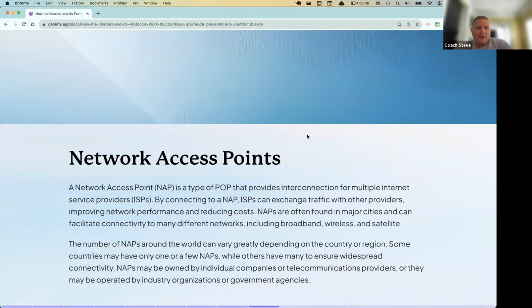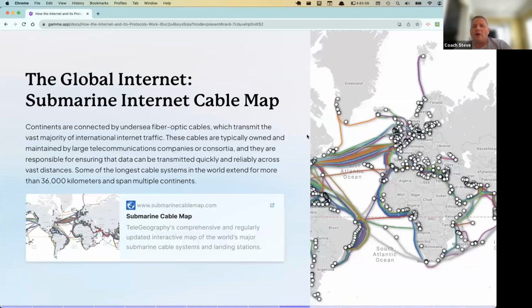And they'll serve anywhere from maybe a couple thousand people if it's somewhere like in rural Africa, versus a network access point, let's say that's in New York, that may serve tens of millions of people. Different scales for different points in the world. And then finally, we have the global internet.